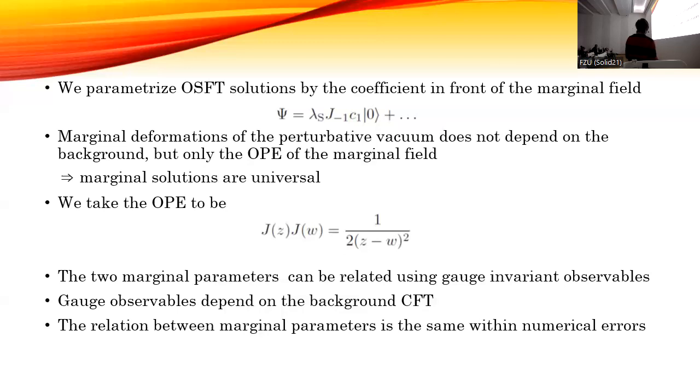Gauge invariant observables of course depend on the background theory, because they essentially give us the coefficients of the boundary state, and each theory has different primaries, so obviously the observables must be different. But when one tries to do these calculations in several different theories, one finds out that the relation is essentially the same. Since we are doing this numerically, within numerical error, we find that for a given lambda_s, we always find the same lambda_b in many different theories.